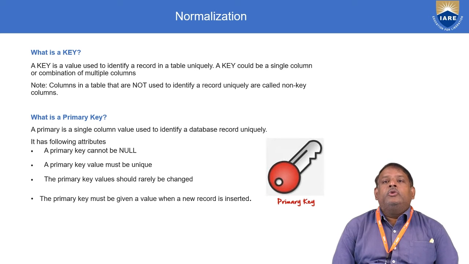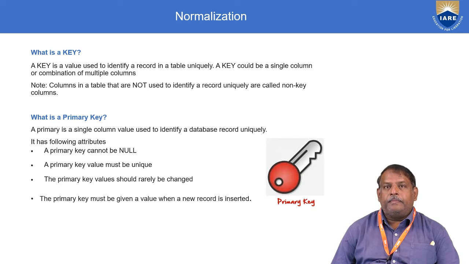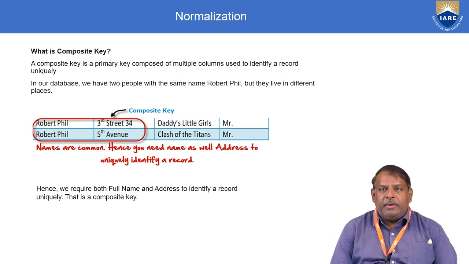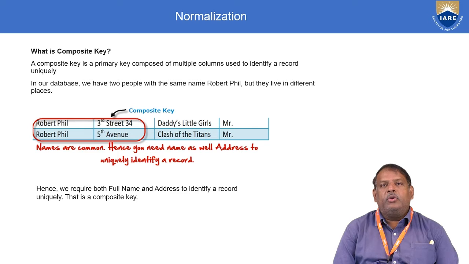The primary key should be given a value when a new record is inserted. Okay. Now we have seen primary key. Now we'll see what is a composite key. A composite key is a primary key comprised of multiple columns used to identify a record uniquely.